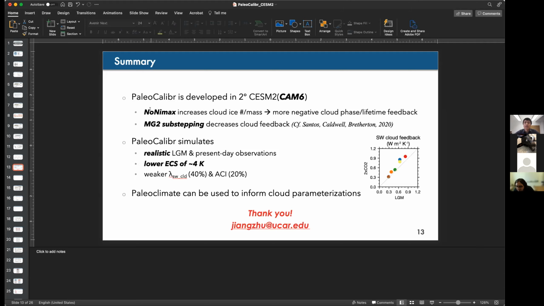Cool. Andrea has a question. Maybe I missed this, but what is the mechanism that explains why increasing the microphysics substepping decreases the cloud feedback? That part I don't have a good understanding. If you check the zonal mean shortwave cloud feedback with different substeps, you'll see that maybe over the mid-latitude mixed phase cloud regime, the substepping is making a difference over there. And I don't have a physical understanding about what is going on.